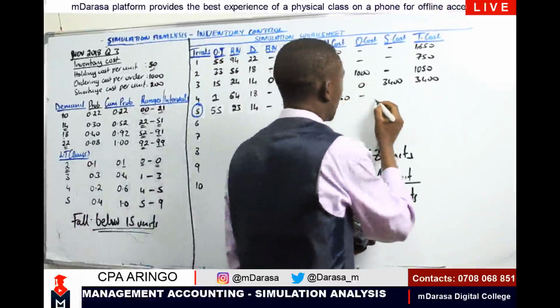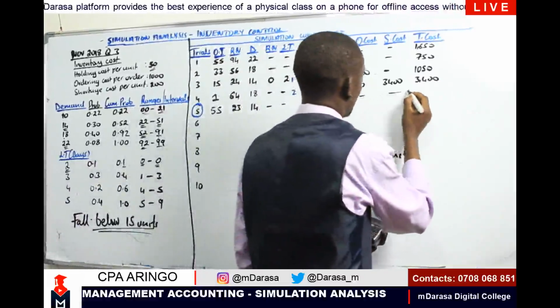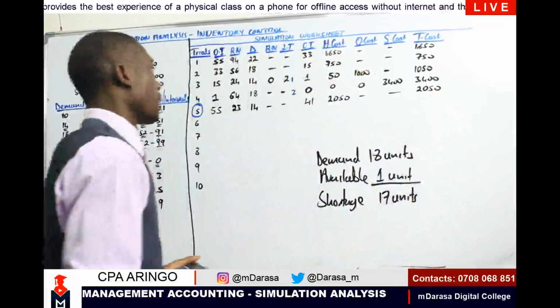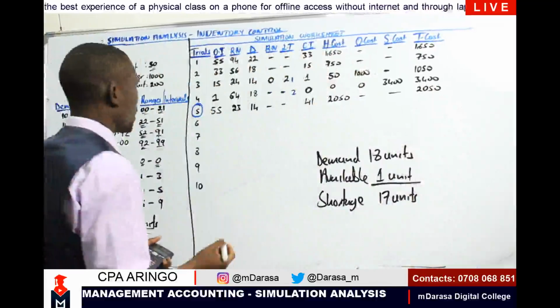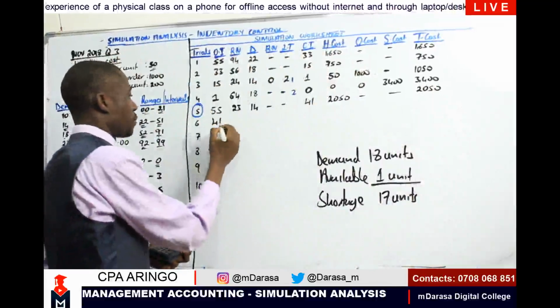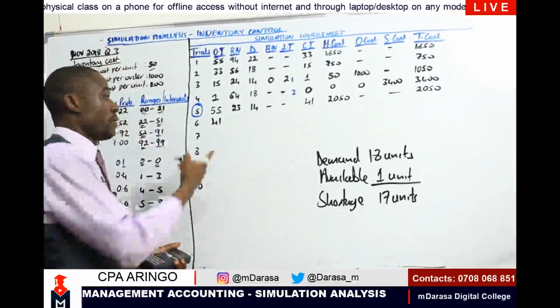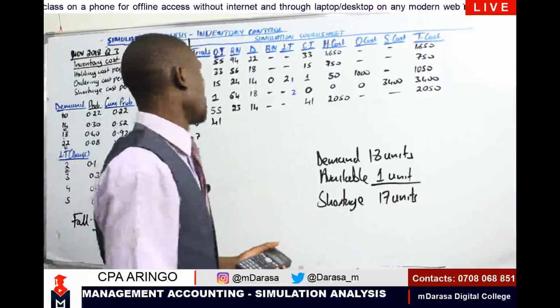I don't have ordering cost. I don't have shortage cost. I'm having 2,050. So considering the next day, day 6, I'm having 41 units being our closing inventory. Day 5's closing will be our opening inventory in day 6.